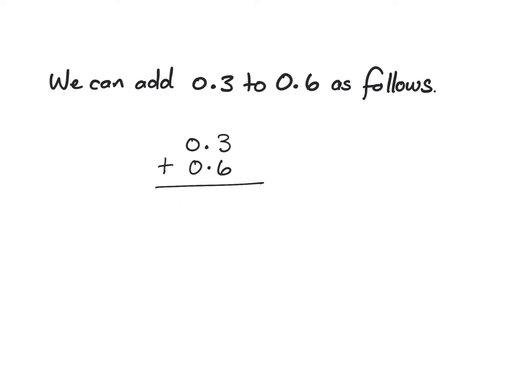Alright, so all we then need to do is simply add 3, add 6, and that gives us 9. Bring down our decimal place, and once again making sure our decimal place is in exactly the same place. And what is 0 add 0? 0 add 0 is still 0, and that should be our answer.